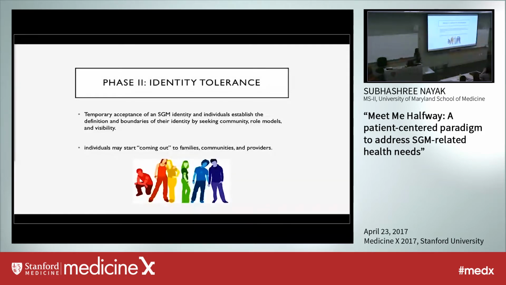Moving on, identity tolerance. This is a temporary acceptance of your identity, your sexual orientation, or your gender identity. Individuals start to establish and define their boundaries, and they seek a community. They seek role models. They seek friends. And this is the place where people start to come out to families, communities, and providers.